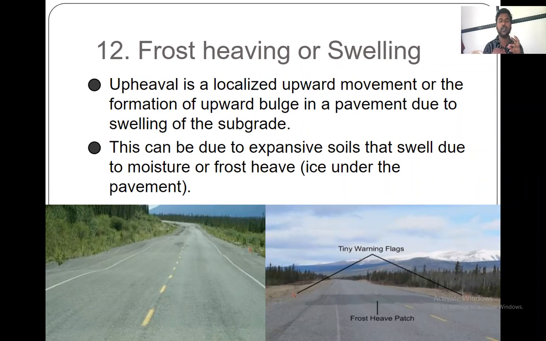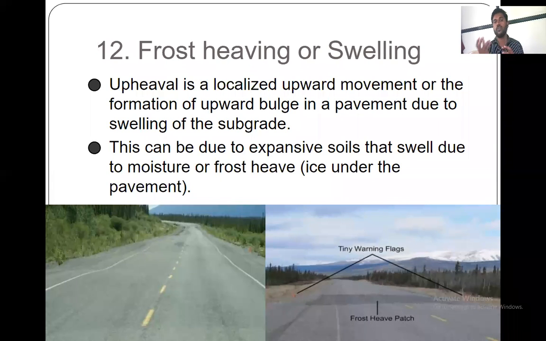If moisture enters the beneath layers, it decreases the bearing capacity, so the upheavals will form there. Also, if moisture is contaminated beneath the layers and the temperature falls below the freezing point, then the water will be converted into ice crystals, or it will get frozen there.